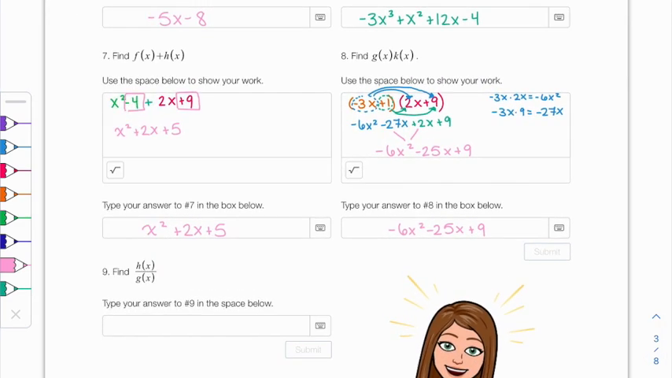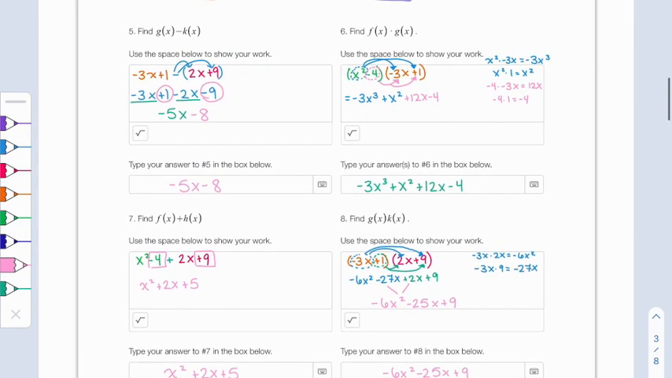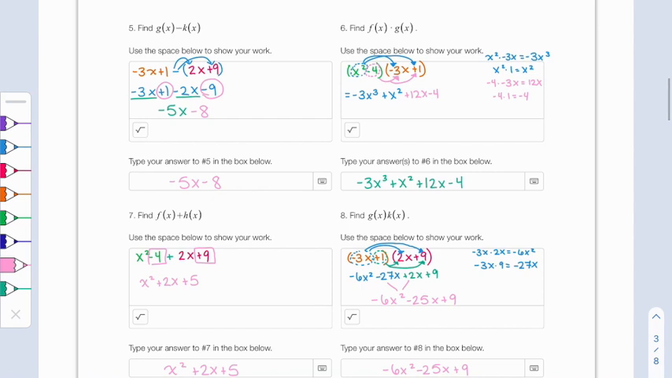And last but not least, it wants me to divide h of x and g of x. For the purpose of this unit, division is super simple. We'll actually learn how to divide functions later on in the year, but right now, dividing functions just means write one on top of the other.